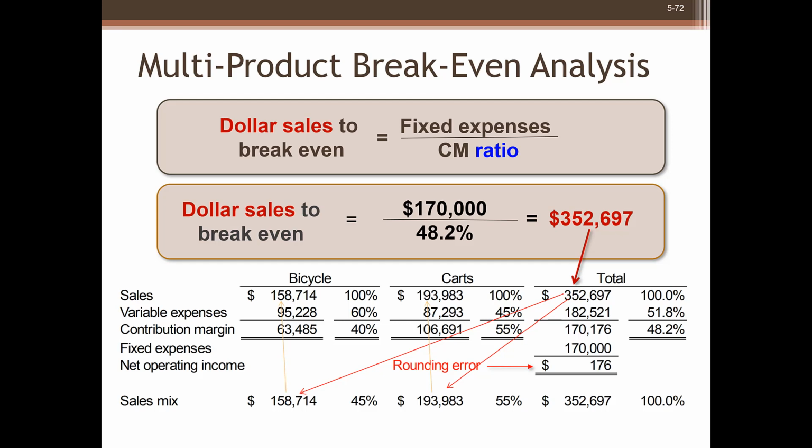However, because the total contribution margin ratio we calculated in the beginning, 48.2%, is a rounded number, we do have a rounding error of $176. This should be 0.